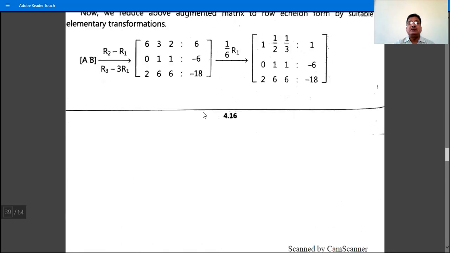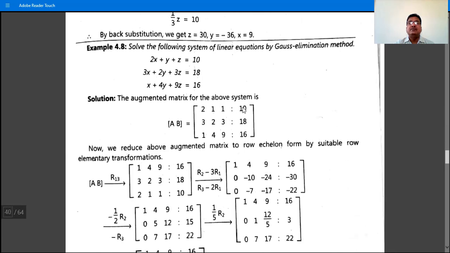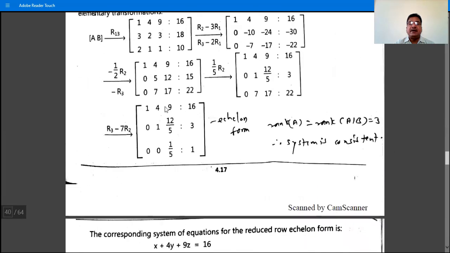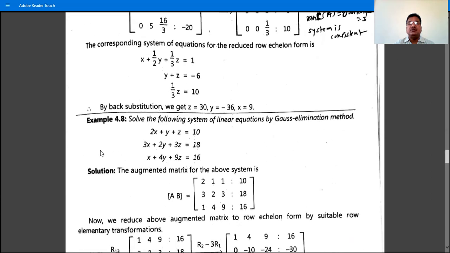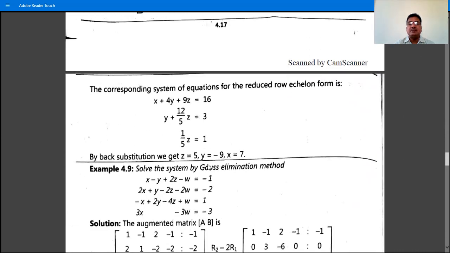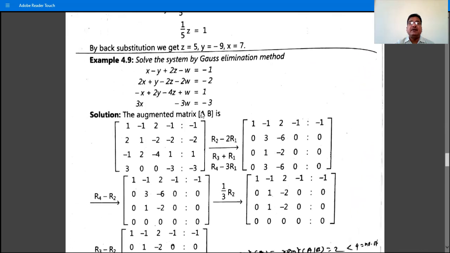Next problem is on the Gauss elimination method. To solve all these problems by the Gauss elimination method, this is the augmented matrix. Reduce the matrix to echelon form, and if you observe, the rank of A is 3 and rank of AB is 3, and therefore the system is consistent. Rank of A is equal to rank of AB is equal to 3, which is equal to the number of variables. The number of variables in the system is 3: x, y, z. Therefore the system has a unique solution, and this is the solution of the system. We have unique values of x, y, z.